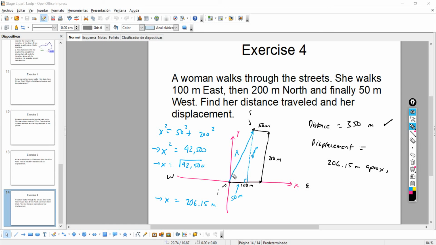In what direction is this arrow pointing? This arrow is between north and east, so we can say northeast. That is enough. Remember, this is not very precise, but for the purposes of the course, this will do. You can also say somewhere between north and east, or in the first quadrant, something like that. There are many ways in which we can talk about the direction of this particular arrow. So that's the displacement, guys. And that's how you solve these problems.